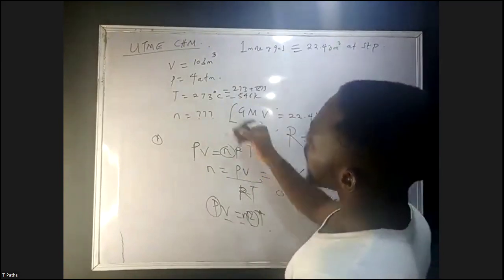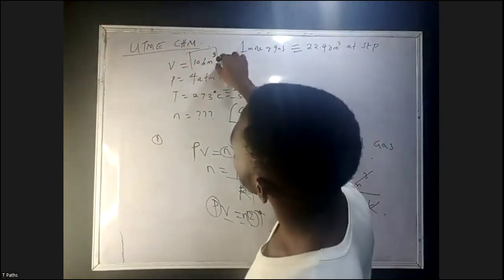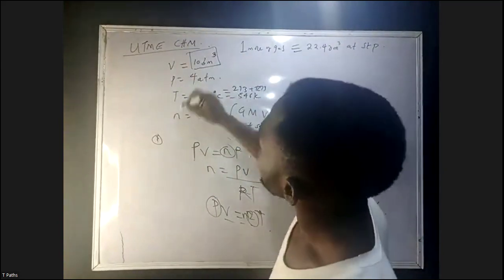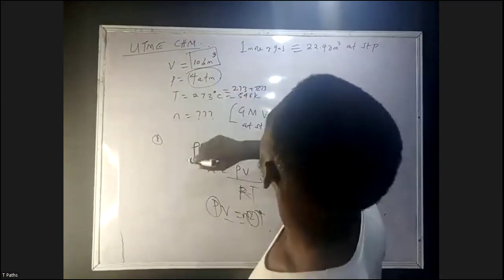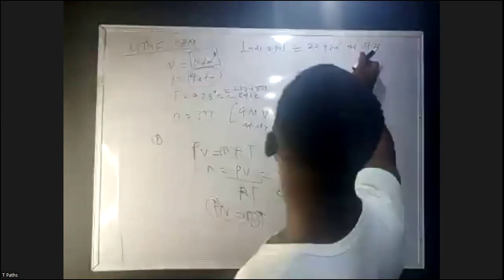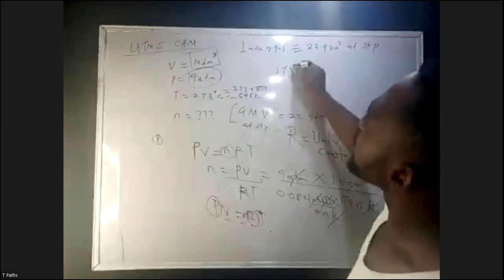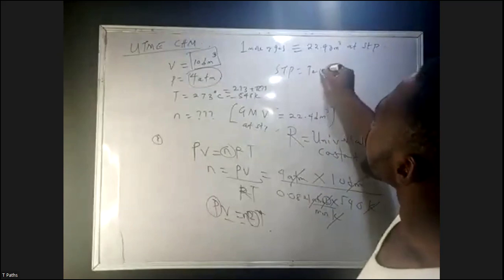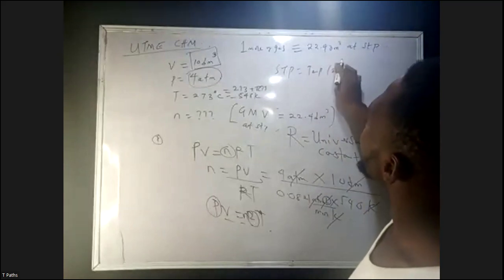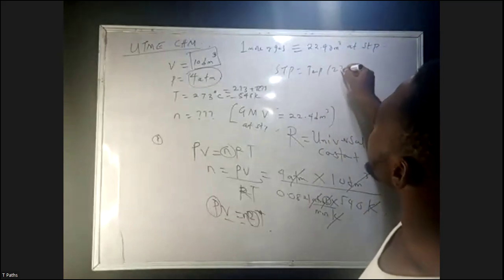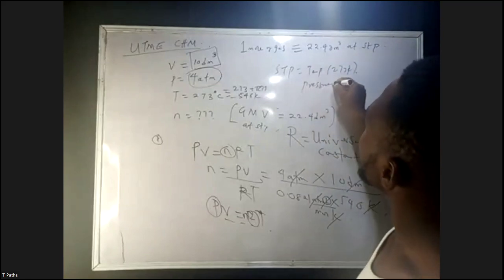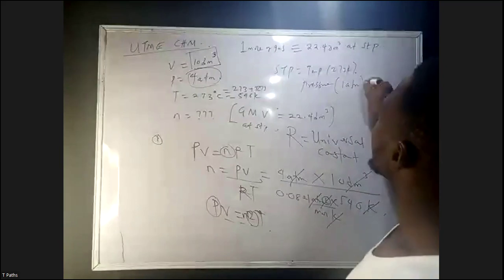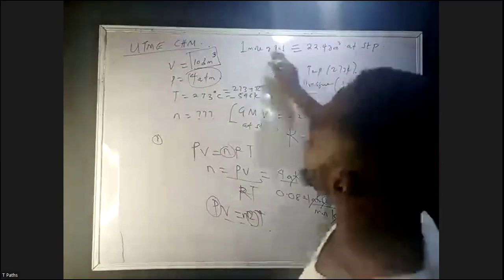Now, we are given that this is the volume of the gas at this pressure, at this temperature. Now, what does STP mean? Take note. The standard temperature and pressure means standard temperature of 273 Kelvin and standard pressure of what? 1 atm. Now, you cannot compare this and this together.